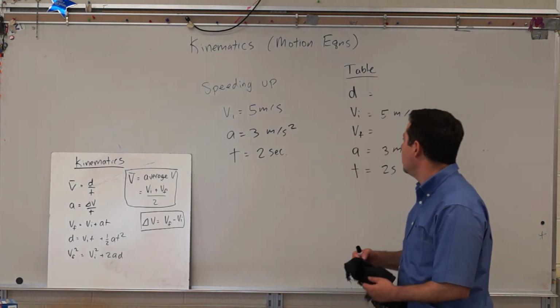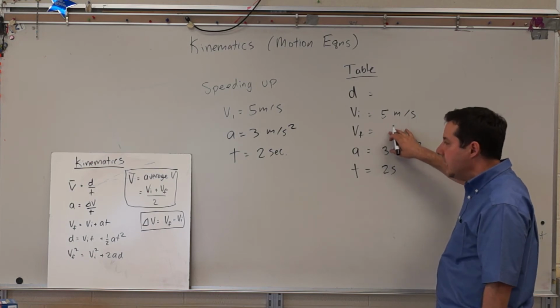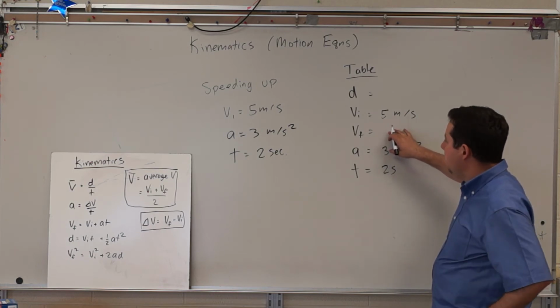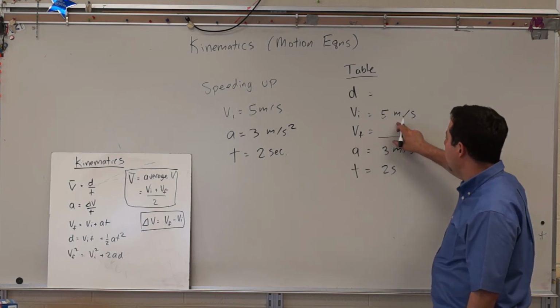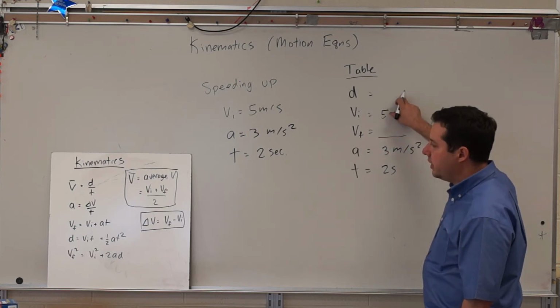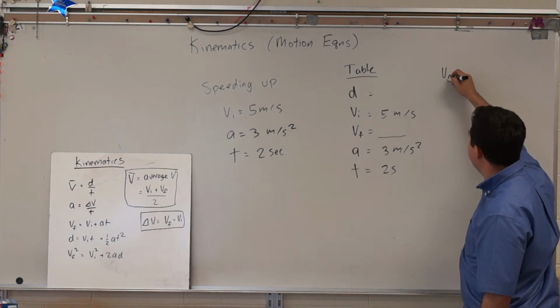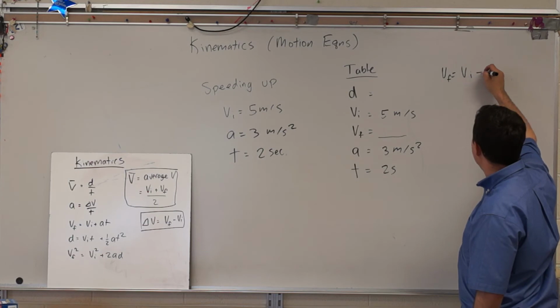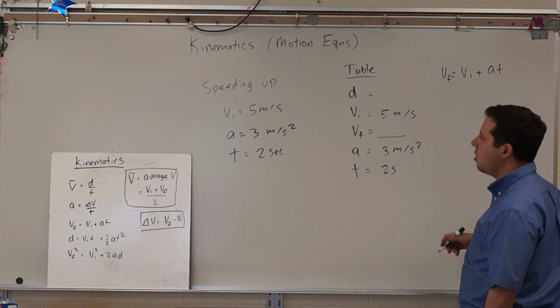So let's find an equation that works. We want to find out how fast you're going after 2 seconds. Let's see. We know we want to find VF. We know VI, A, and T. We don't really even care about distance. So we could say VF equals VI plus AT. This has the 4 variables that we either know or need to know.